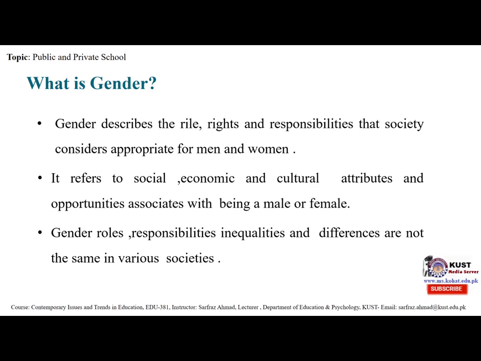Gender is basically an important consideration in development. It is a way of looking at how social norms and power structures impact the lives and opportunities available to different groups of men and women. So globally, more women than men live in poverty.